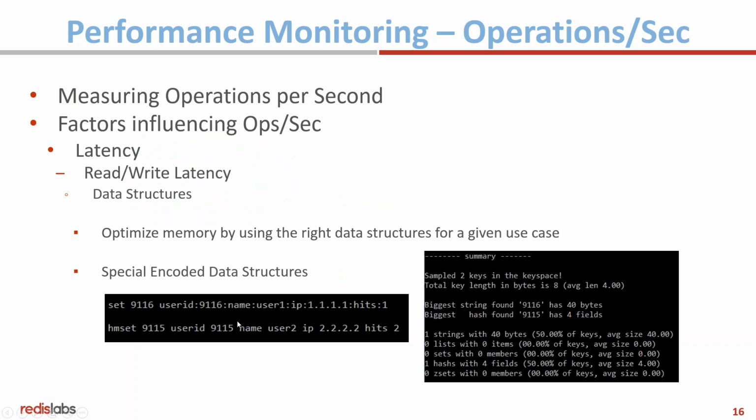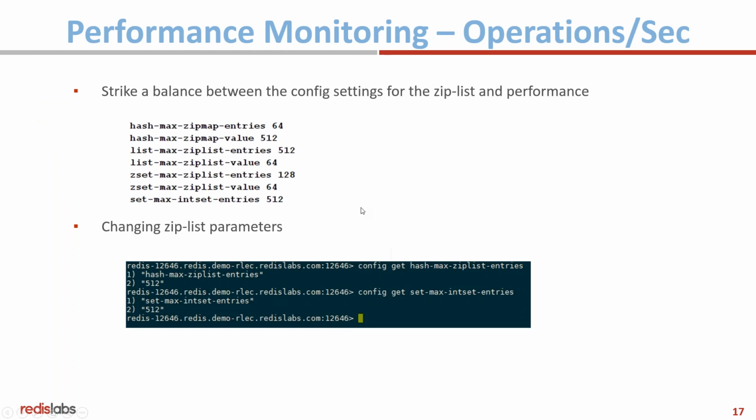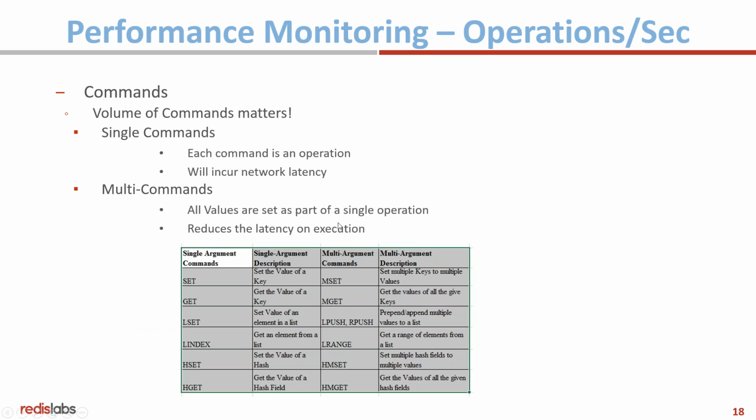But imagine if you actually had to set each one of them for the hash. I do an HSET for 9115 user ID, then I do an HSET for 9115 name, and so on. There are 4 commands that you're actually sending, which incurs not just an execution time on Redis's part, but also network latency because you're trying to execute these commands. So you can actually use a single command. That is what I was talking about here, a multi-command, and then execute all of this at the same time without incurring too much latency.